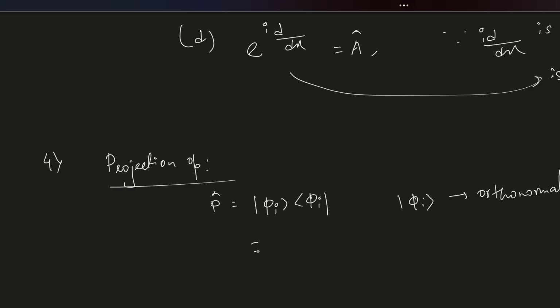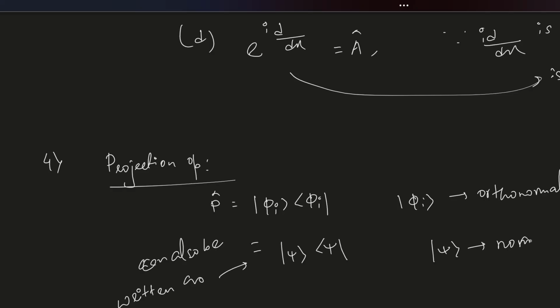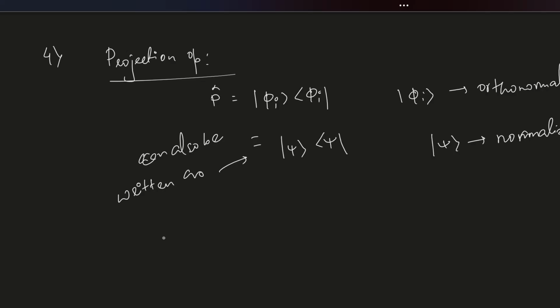So instead of phi, one can also identify it as psi, like given in the question, where the condition is that psi has to be a normalized wave function. Then the first property is that it has to be Hermitian. That means P dagger equal to P.